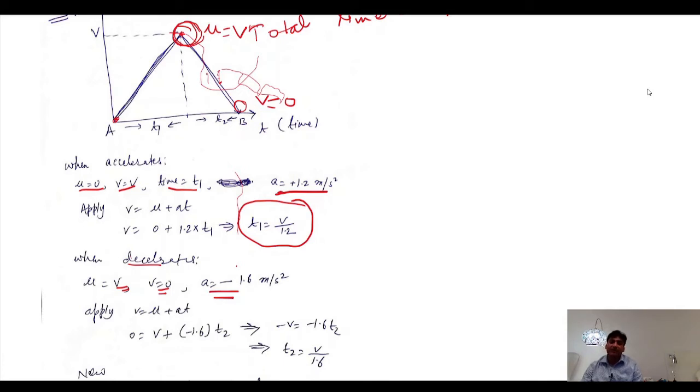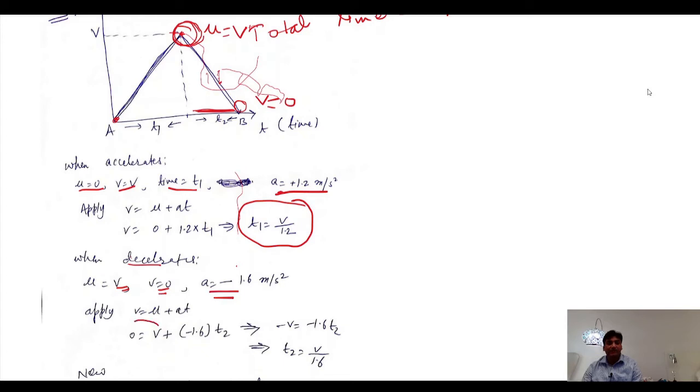Then again we will apply the same formula, v equals u plus at, but this time the final velocity is 0, you can check here, right? The initial velocity was v, a is minus 1.6, and for t you have to consider only this much time, which I had already considered, that was t2. So v is 0, u is v, a is minus 1.6, and t is t2.